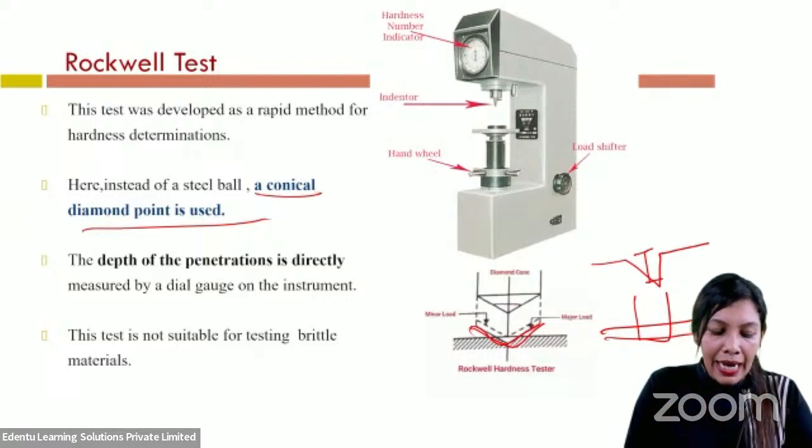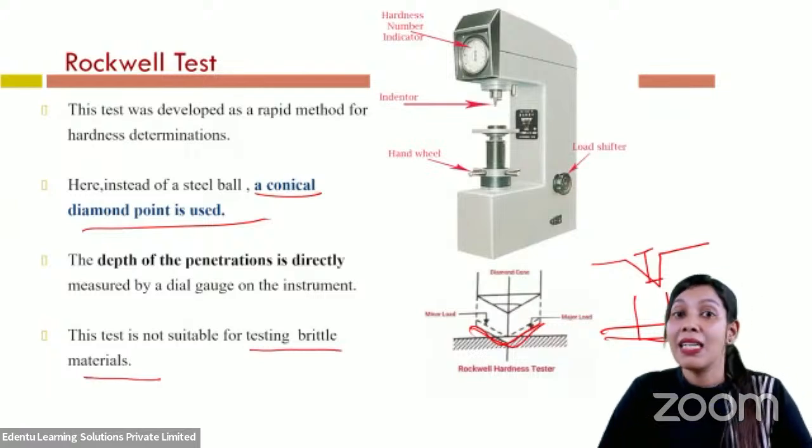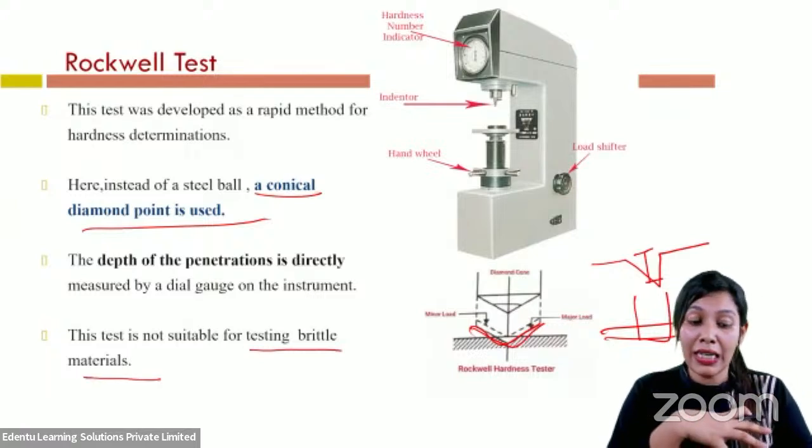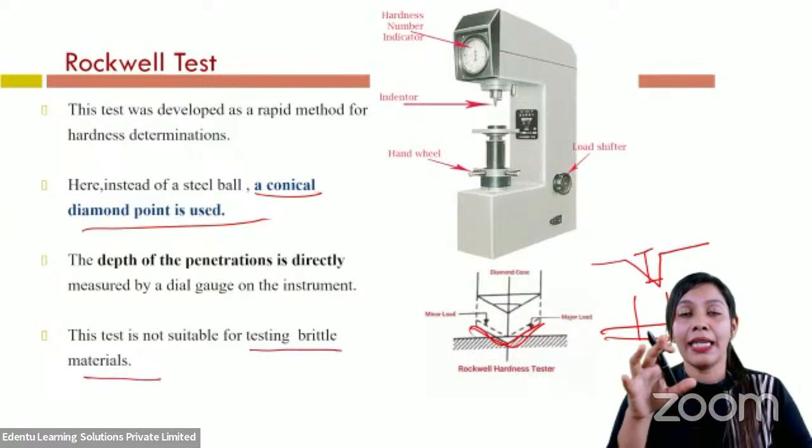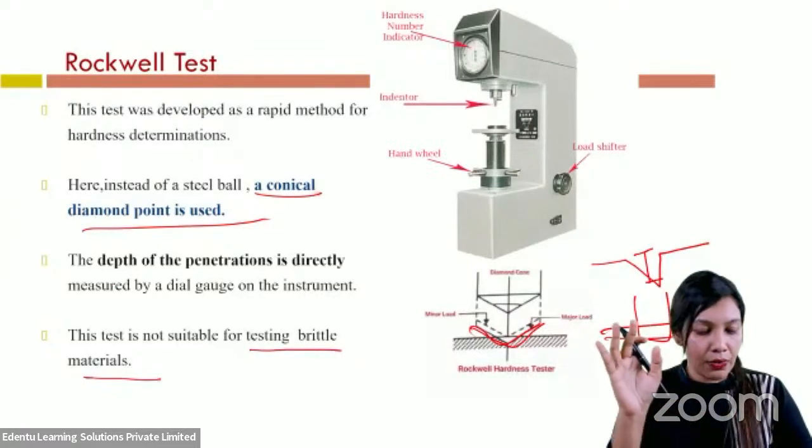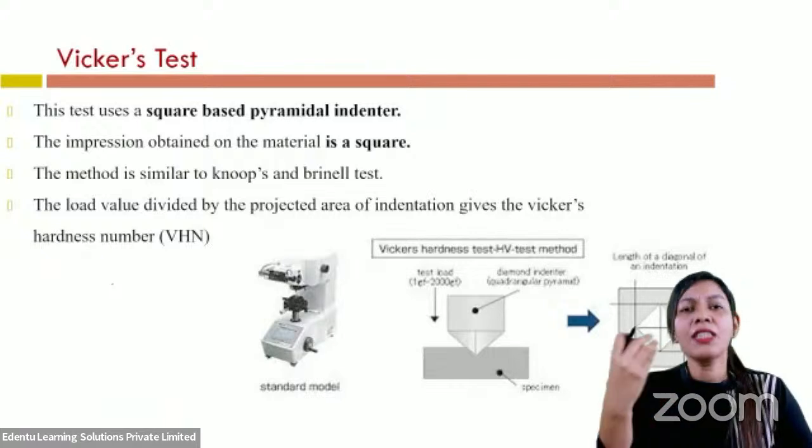Another important thing, again, this is not used for brittle material. It is used for what? Metal and metallic substances, as in the case of the earlier test. So this is called a macro hardness test. Very important. Next is Vickers test.